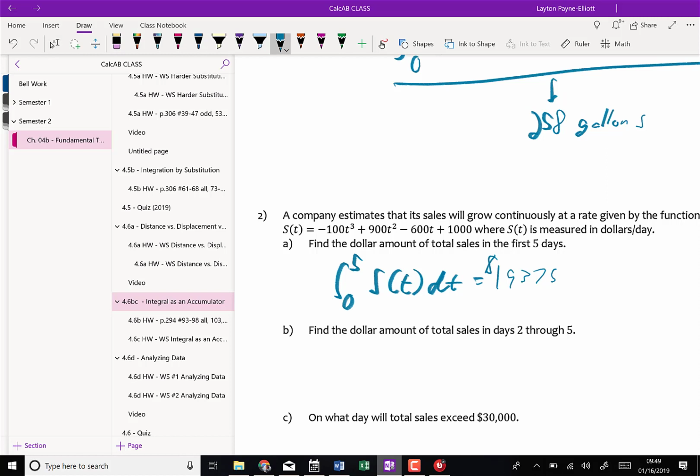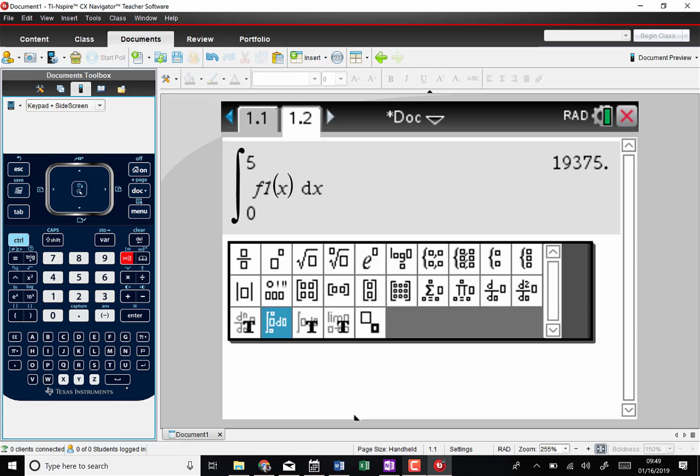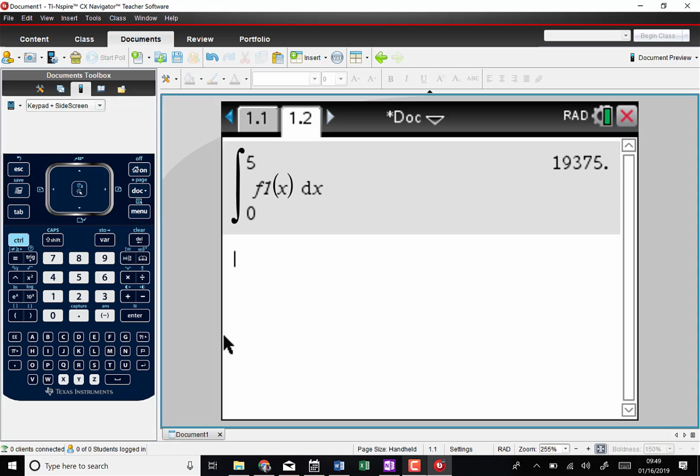Now it wants the dollar amount of total sales in days 2 through 5. So this is going to be the integral from 2 to 5 of S of T dt. Where I find the integral, it's right here in this little menu key there. And you can see the little integral template down here. I'm going to do it again for this next one.